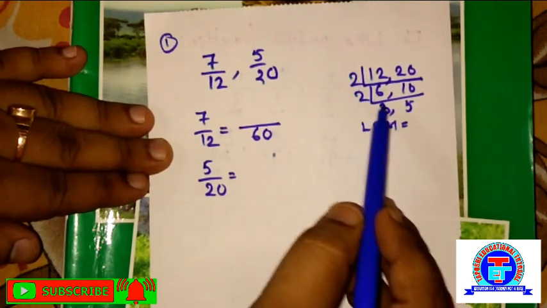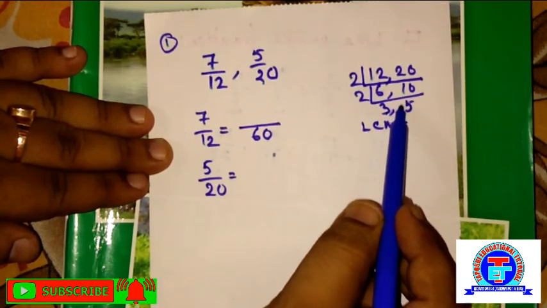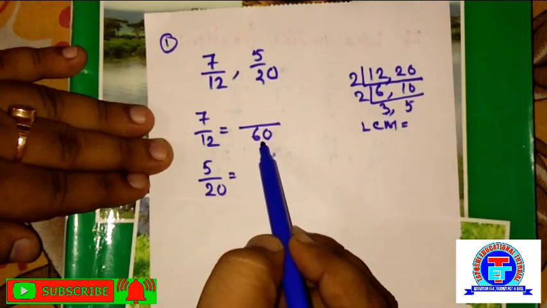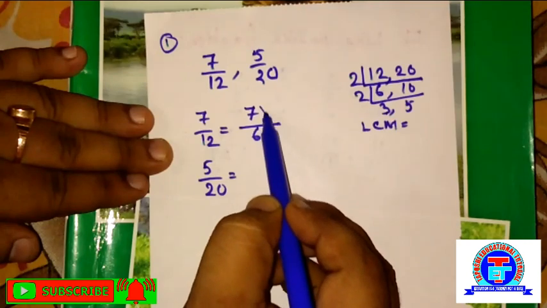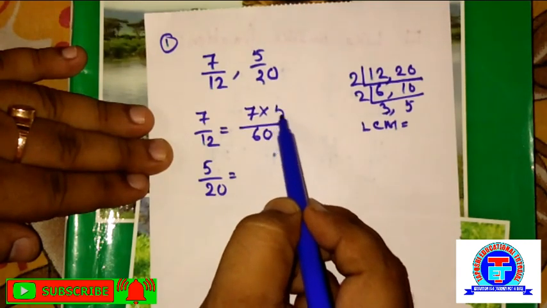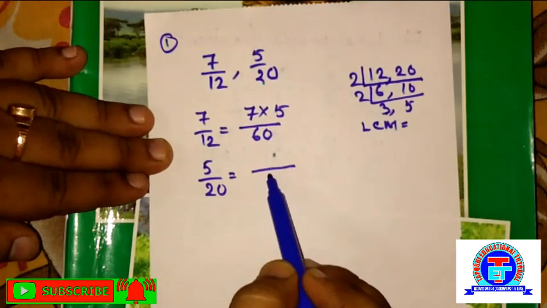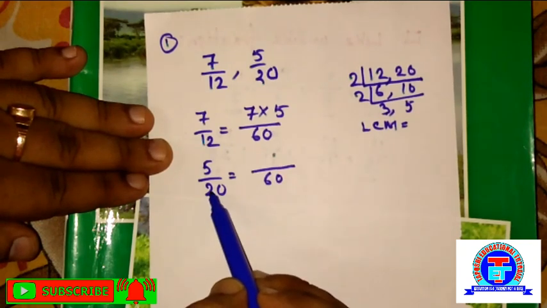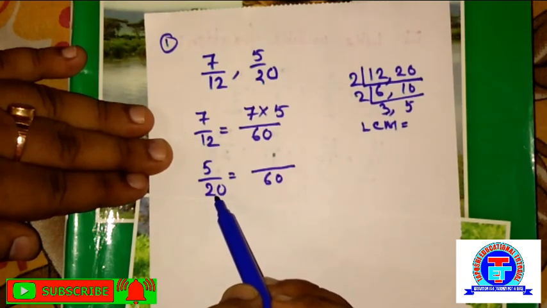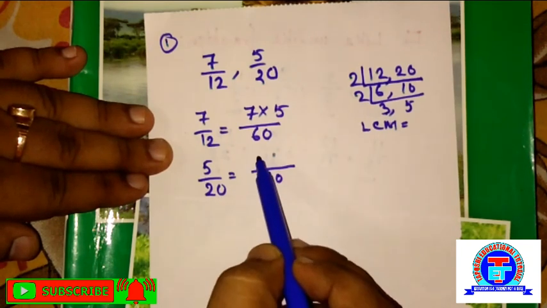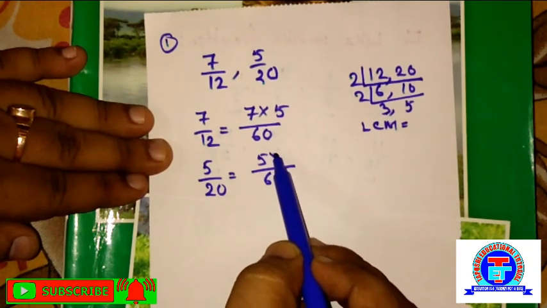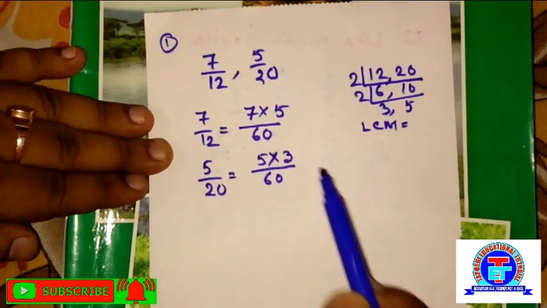Here 2 twos are 4 and this one 12. Now we multiply with 5, then we'll get 60. So here we write the same number, 7 into 5. Same way we write this one. If I multiply 3 with this 20, we will get 60. So here we multiply only 3.